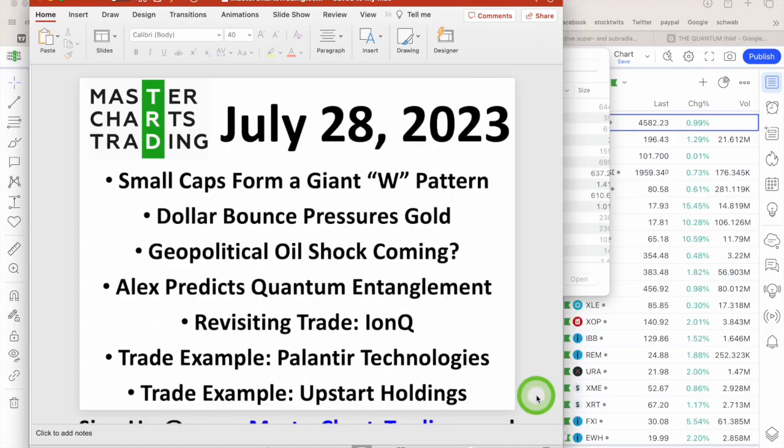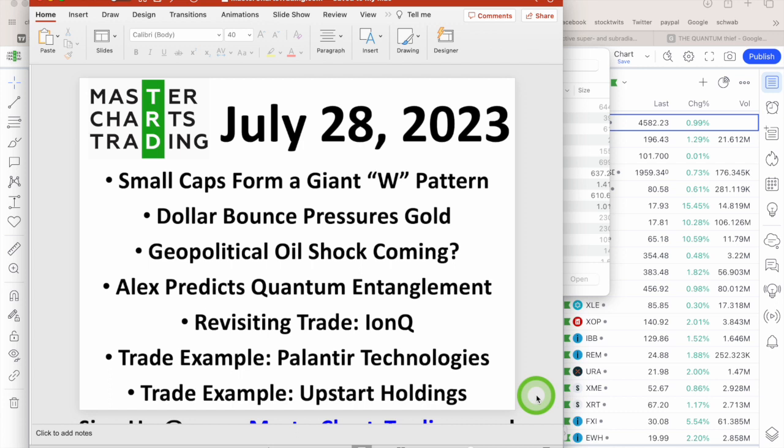Small cap stocks are forming a possible giant W pattern. Dollar bounce is pressuring gold. Geopolitical shock coming? We will see if oil is indicating just that.